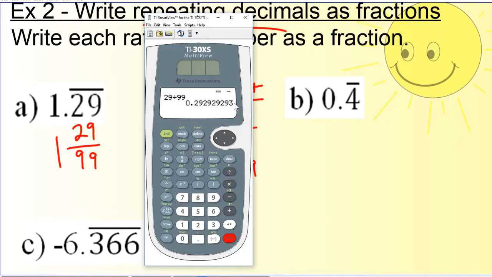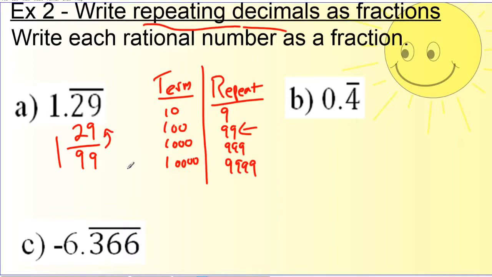0.29292929. The calculator rounds. That's a 2. It's going to keep going. 2929 forever. So this is, and if we'd have that 1 out front, it would become 1.29 repeated. So that's proof, verification that this is the same thing as that.